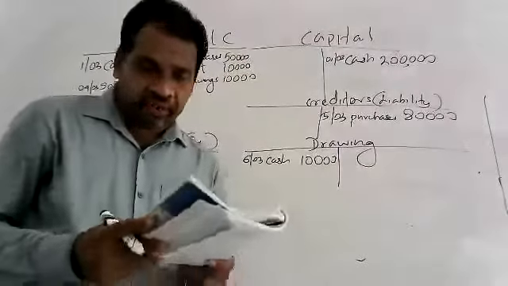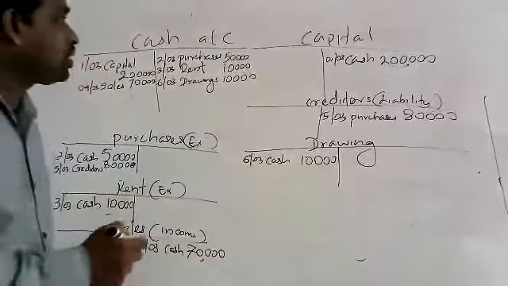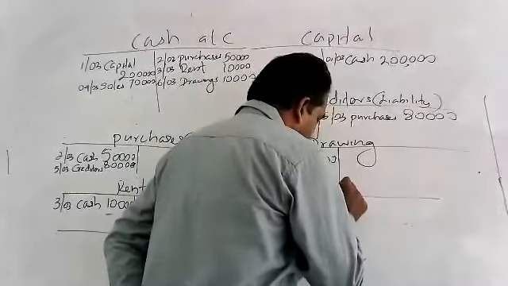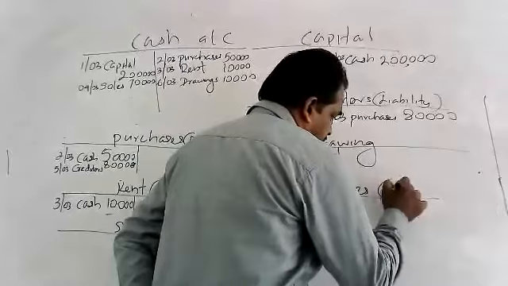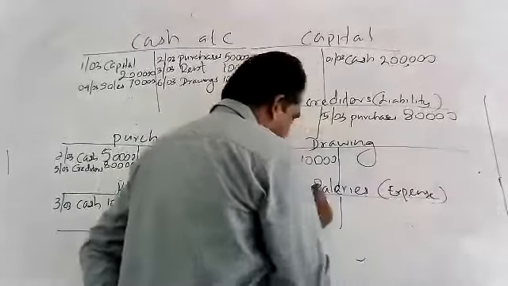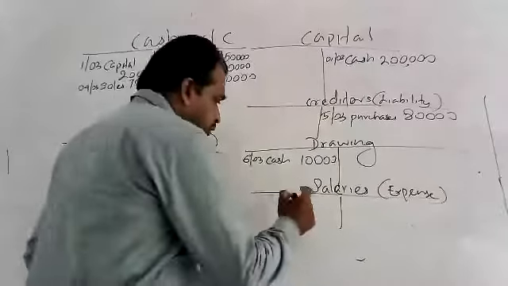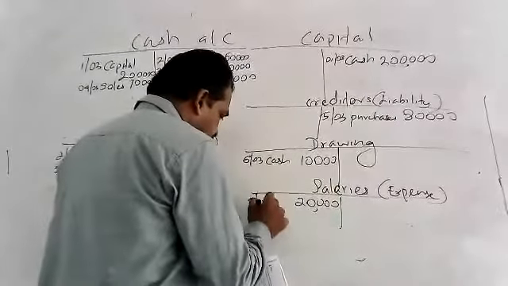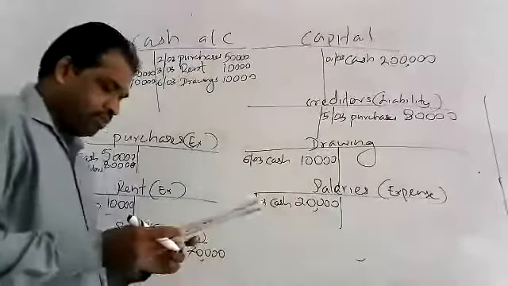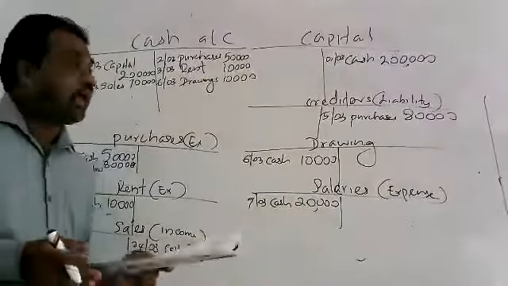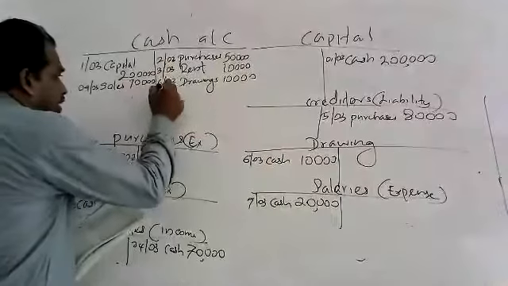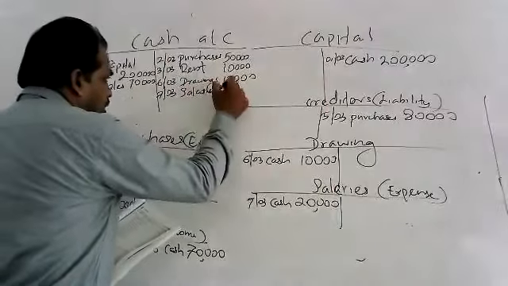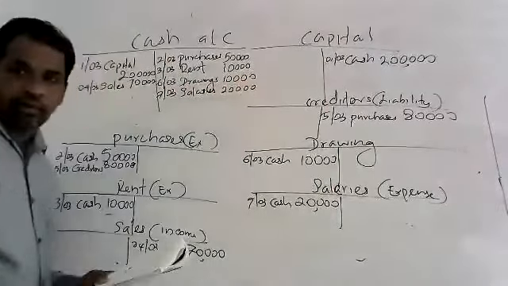7th March, paid monthly salaries 20,000. Salaries also comes under expenses. Expenses increases debit, so we can debit 7th March, say in cash. Then we pay salaries in cash, therefore cash asset decreases, then we can credit 20,000 to cash account.